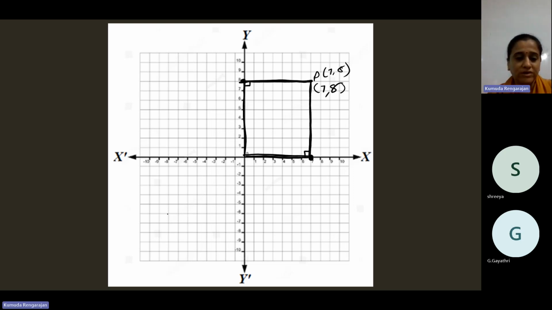Now supposing we take a point here. So the address of this point is, okay, the distance of the point from the y-axis. This is the distance of the point from the y-axis.